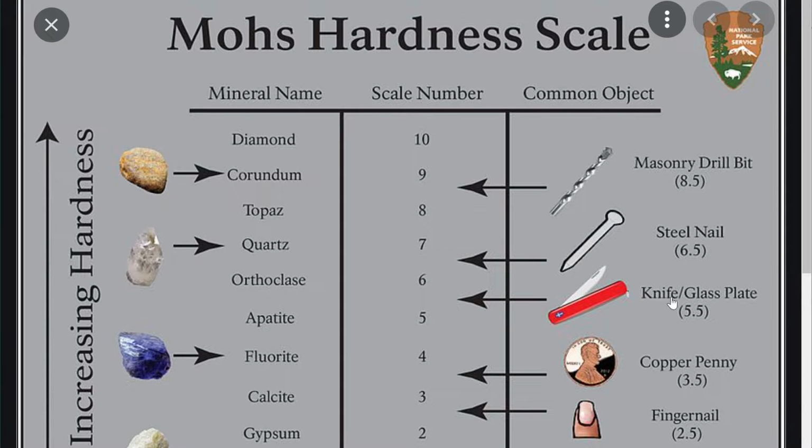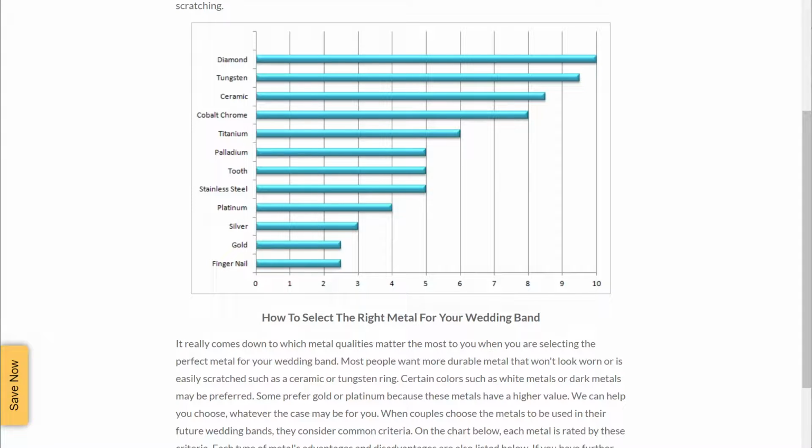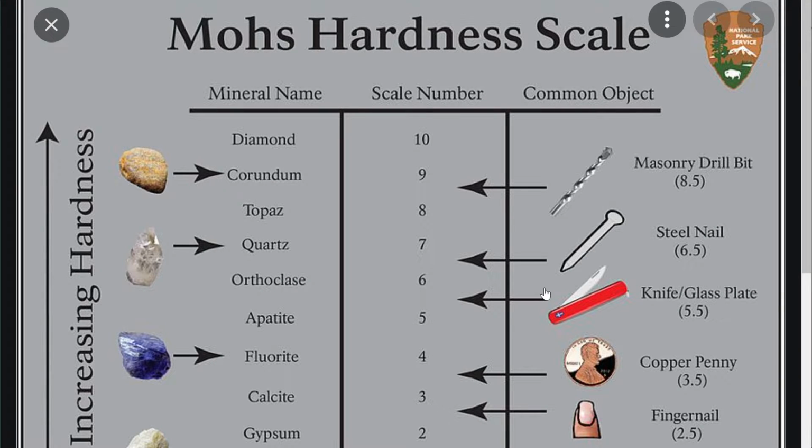So a knife and glass are both about 5.5. So if we're saying that titanium is higher than that at 6, I think it's nice to say it's moderately hard, and that's what I generally consider steel and glass to both be: moderately hard. It's slightly higher than that. It's less hard than a nail. So I think moderately hard is fine, but it's better if you say its hardness is roughly equal to steel, to hardened steel, something like high carbon steel would probably be good.